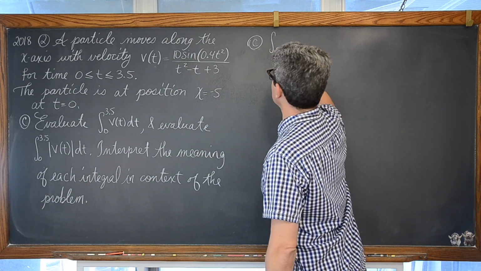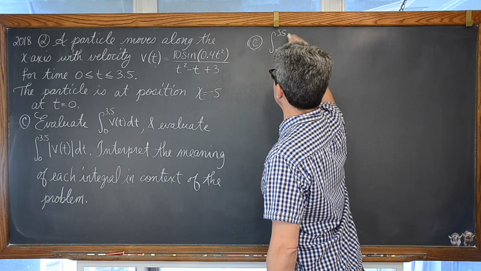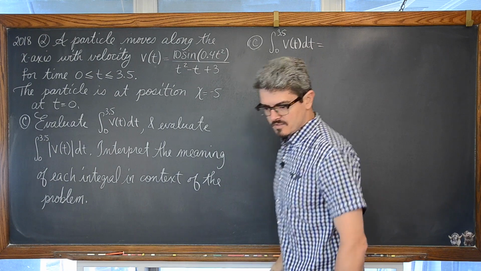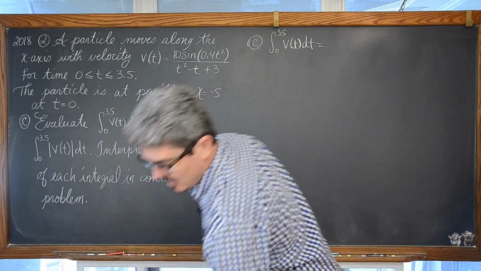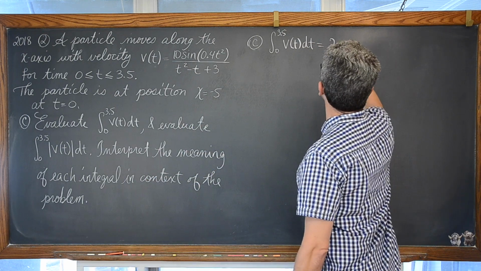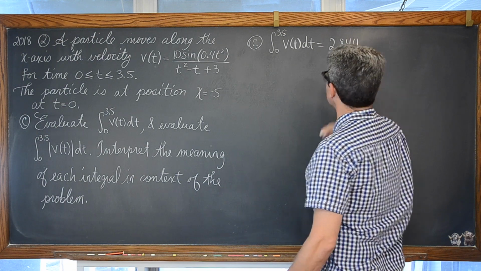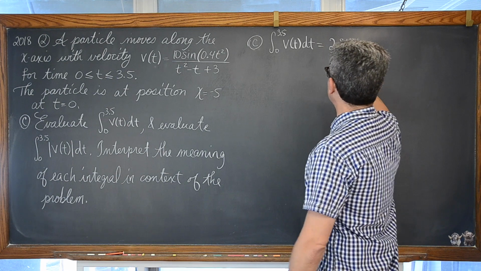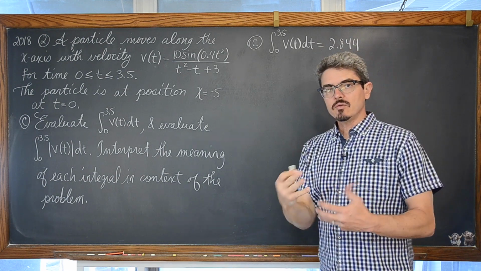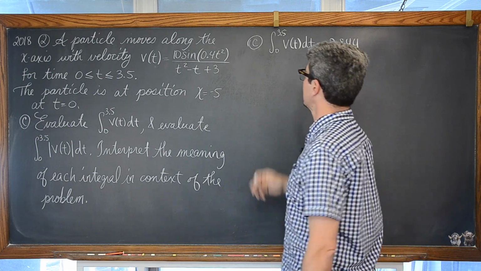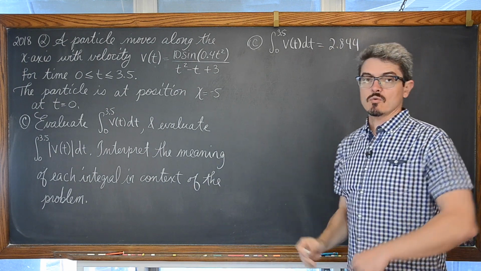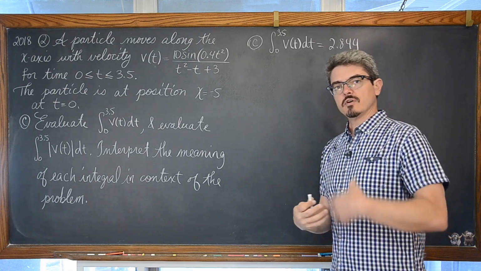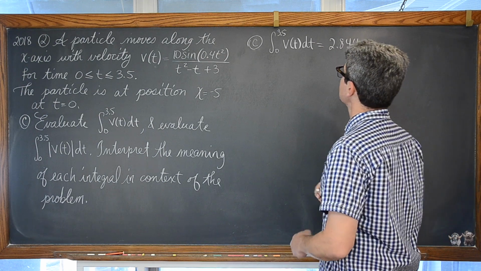We're going to set up the definite integral from 0 to 3.5 of v of t dt, and that is going to be equal to 2.844, or there's an optional answer of 0.845 depending on how you calculate your definite integral. In other words, you can find the value of this definite integral by first graphing the function and then using the numerical integration function with the graph, or just in the home screen.